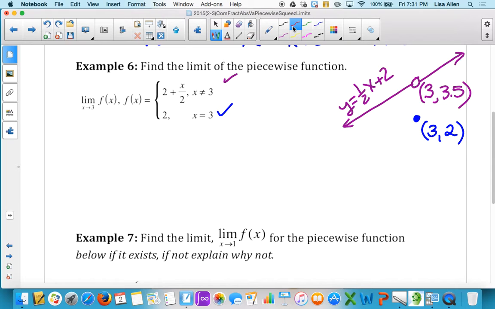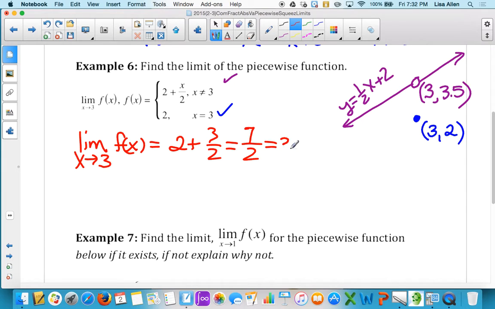So we look at the graph, and you really could just do a direct substitution and say the limit as x approaches 3 of f of x is equal to 2 plus 3 over 2, which is equal to 3.5, or 7/2. 4/2 plus 3/2 is 7/2, 3.5. The point at the bottom, as you approach the value x equals 3, does nothing in terms of the limit.